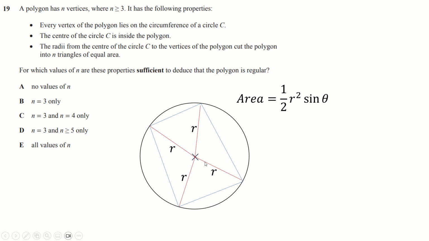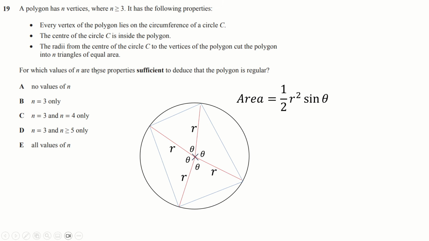So to make these triangles equal area, surely you just need theta to be equal every single time, right? Theta, theta, theta, theta. That would make all of these triangles equal area because the formula is just the same every time. And if all of these are equal thetas, then by SAS, all of these triangles are identical, which means all of these sides are the same length, and therefore the polygon is regular. Except that's not quite enough.